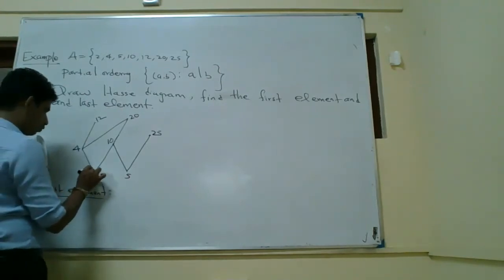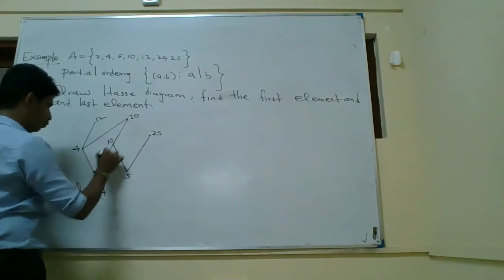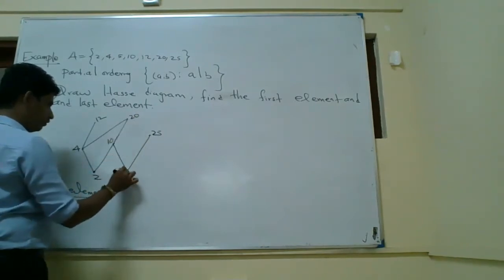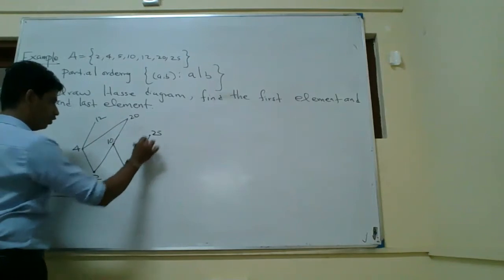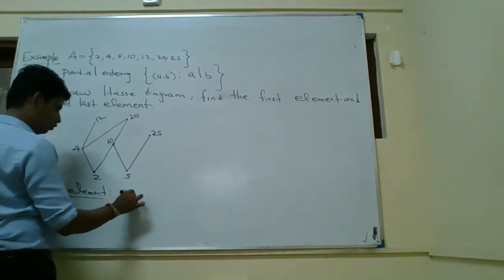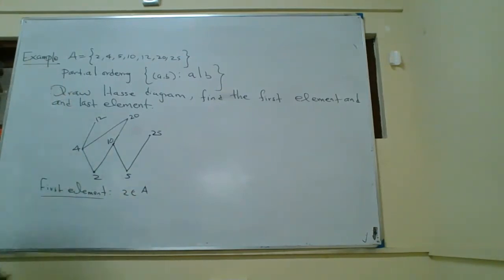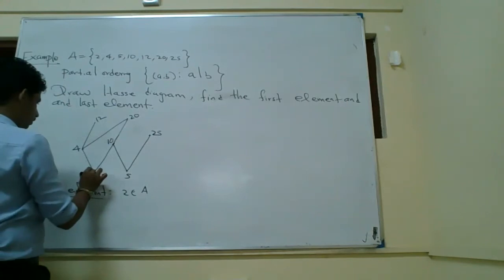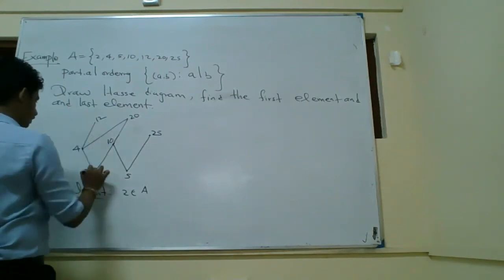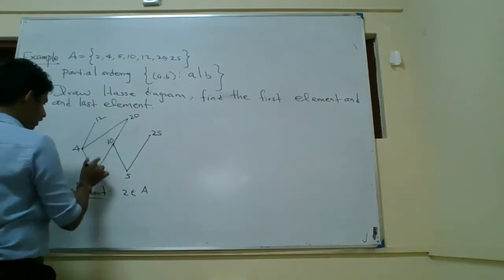Here you have the relation between 2 to 4 and 4 to 12, 2 to 4 and 4 to 20, 2 to 10, 10 to 20, 5 to 10, 10 to 20, 5 to 25. Therefore, we take 2 belonging to A. We take 2 as the first element. From this 2 you have the relation 2 to 4. First element is 2, because you have the relation between 2 to 4 and 4 to 12.